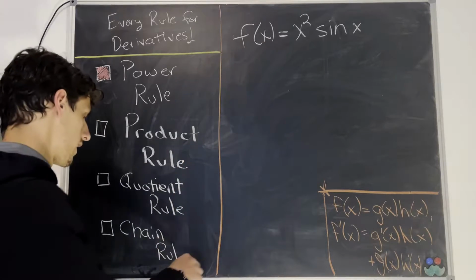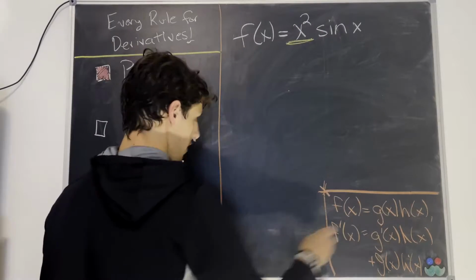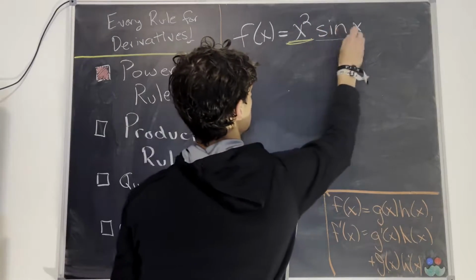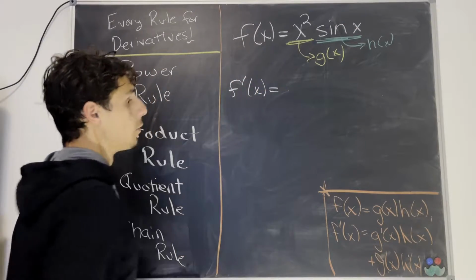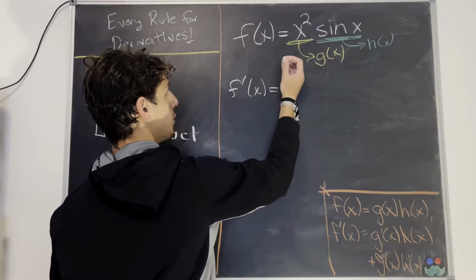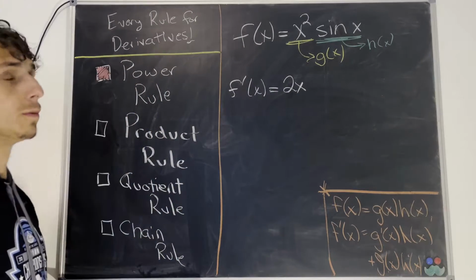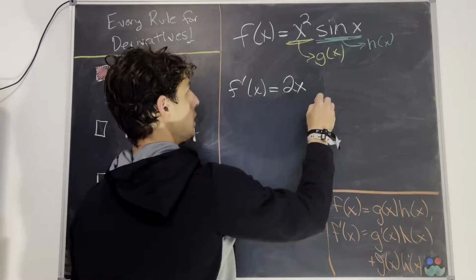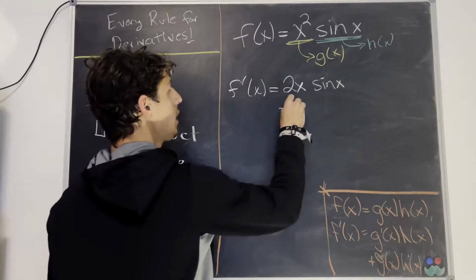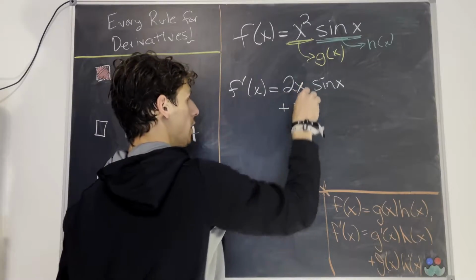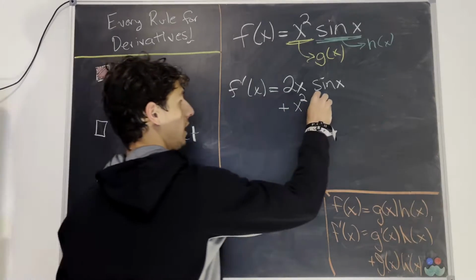So in this case, we'll say that our first function, x squared, is g of x, and our second function, sine of x, is our h of x. So when we're looking for f prime of x, we take the derivative of g of x first. The derivative of x squared, as we just saw, is 2 times x by the power rule. And then we leave h of x the same. So this is going to be 2x times sine of x. And then we need to add regular g of x, so that's x squared, times the derivative of h of x. The derivative of sine of x is cosine of x.